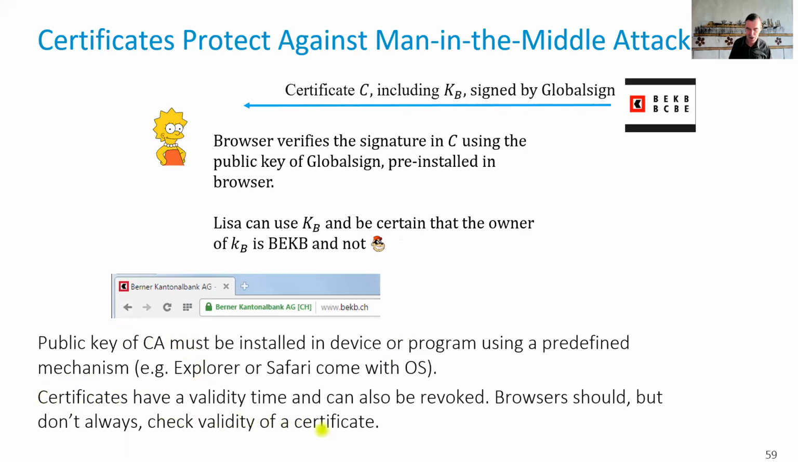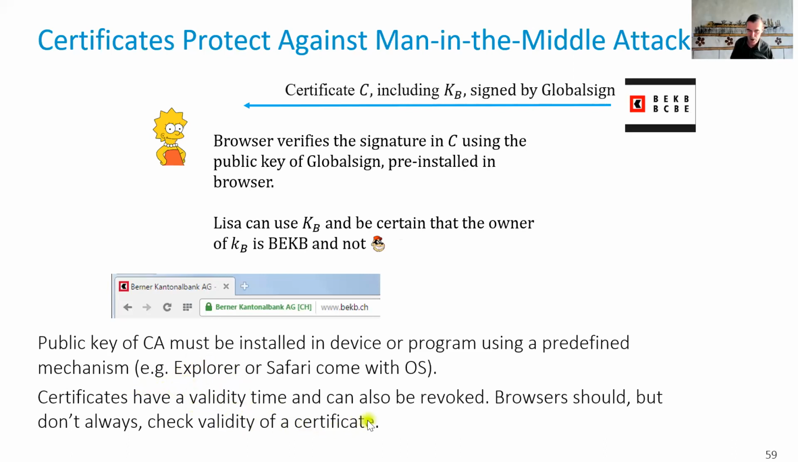Certificates have a validity time of the order of a year, and they can also be revoked. That means that the browsers should verify the validity of a certificate. So all good browsers like Chrome or Safari do it. Explorer for some time did not always do it, but as I understand now, Edge, which is a replacement for Explorer, does it.